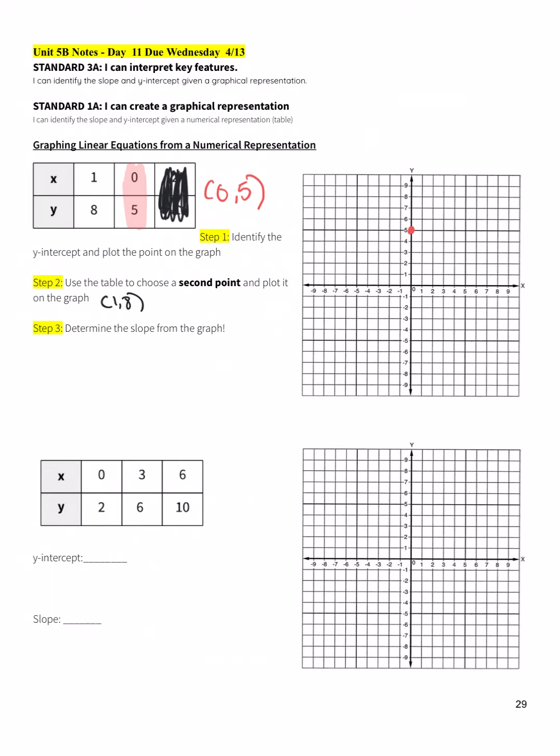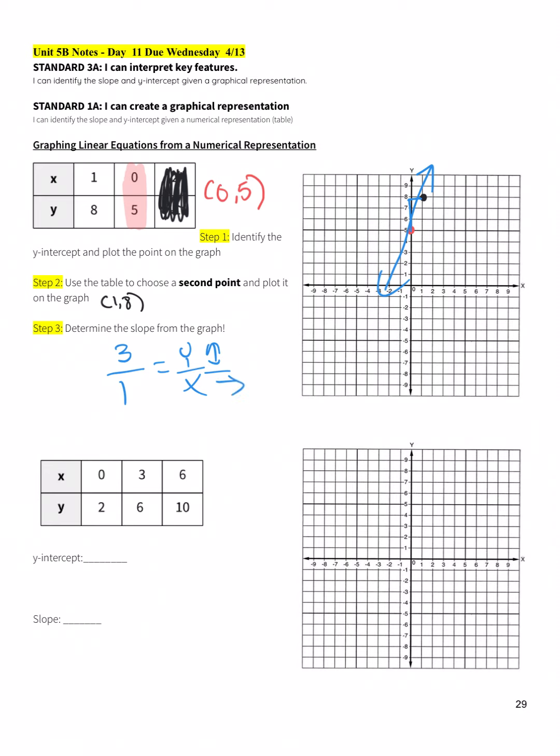Okay, so I found a different ordered pair for my graph, 1, 8. My next step is to put this ordered pair on the graph. So when my x is 1, my y is 8. So I put that pair on the graph, and how do I determine the slope? Well, I am going to connect the lines. I go up 3 and over 1. So my slope is 3 over 1. Remember, because it's y over x. And my y is my up and down. I do that first. And then my x is to the right.